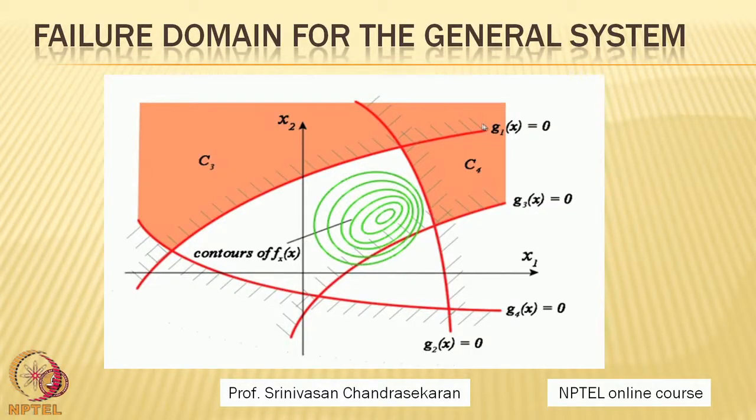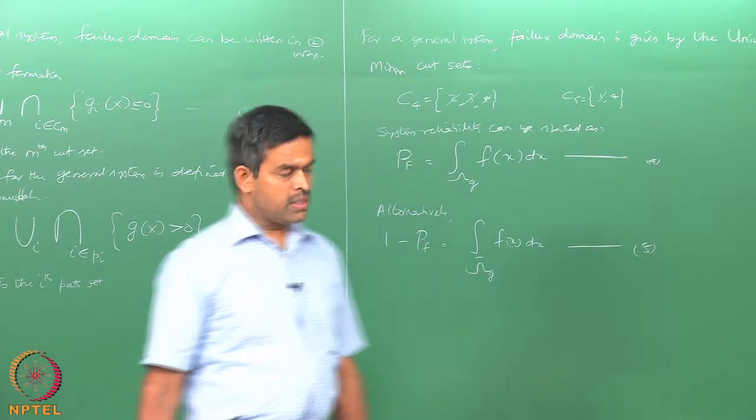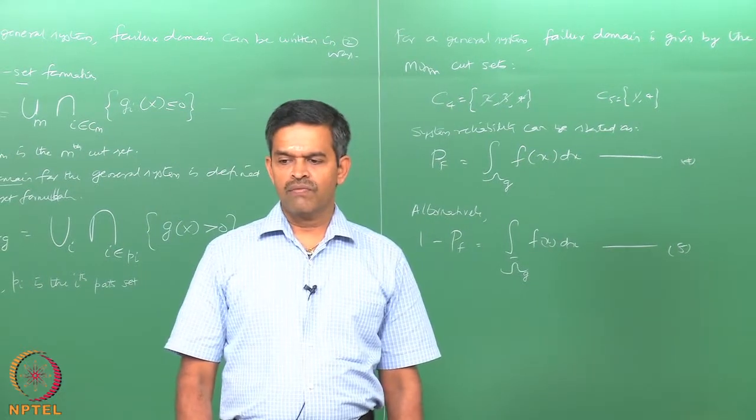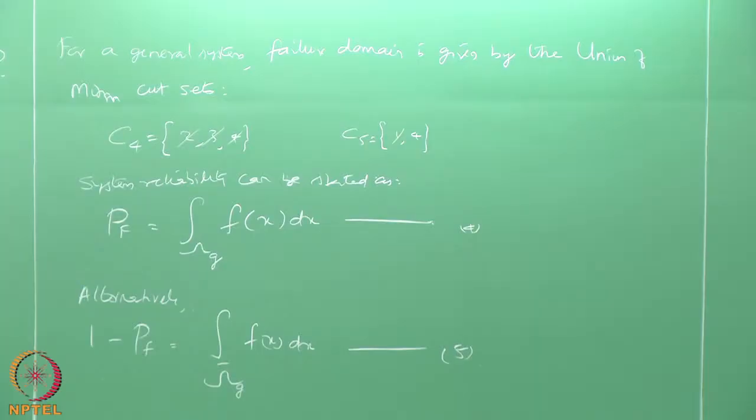Okay. So, the shaded region shows the failure domain. You can see here G1 of x has this surface as its failure domain, G2 of x has a failure domain this way, G3 of x has a failure domain this way, and G4 of x has a failure domain this way. So, the intersection, the union of this is going to give me the failure domain of the general system. Having said this, let us extend our discussion to first order estimates of this failure.